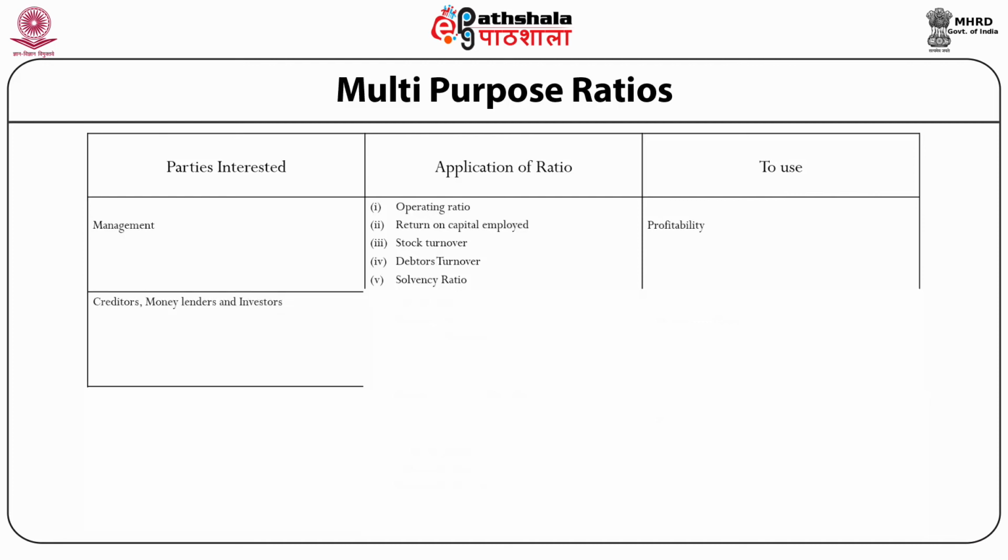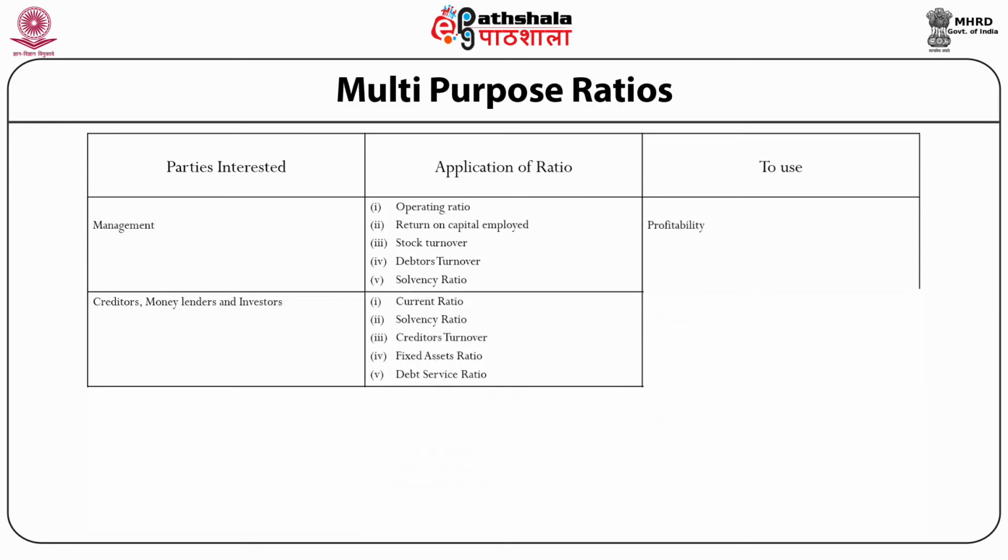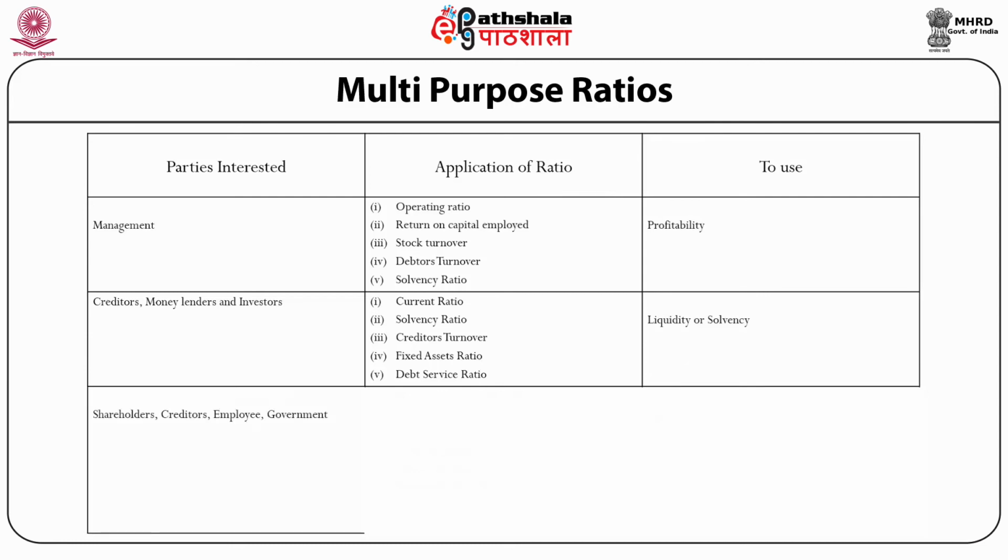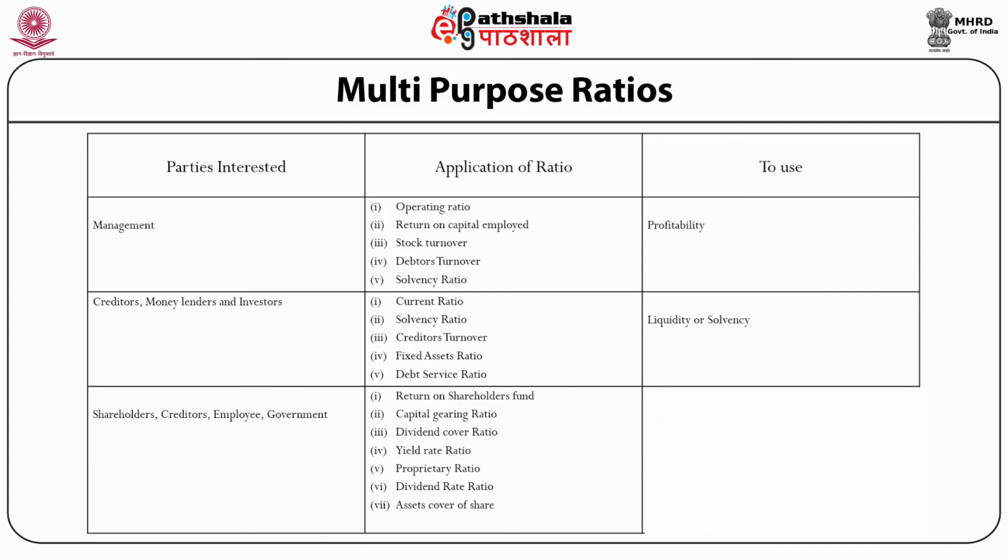Creditors, money lenders, and investors make use of current ratio, solvency ratio, creditor turnover ratio, fixed asset ratio, debt service ratio, as this explains the liquidity or solvency of the firm. Shareholders, creditors, employees, government make use of return on shareholder fund ratio, capital gearing ratio, dividend cover ratio, yield ratio, proprietary ratio, dividend rate ratio, asset cover of shares, as these ratios help to know the capital structure of the firm.